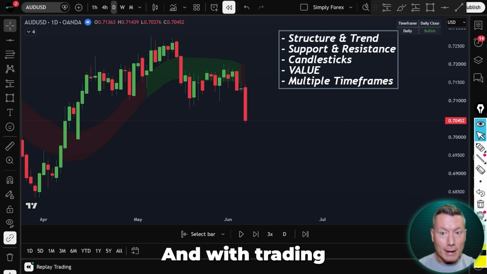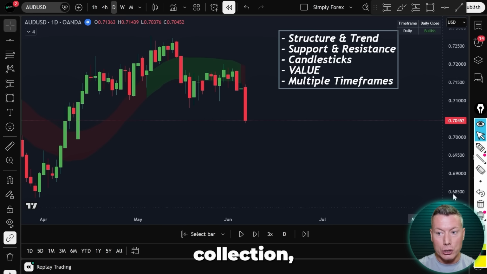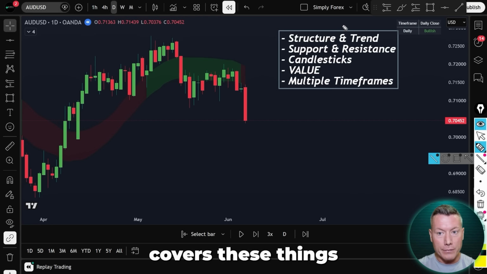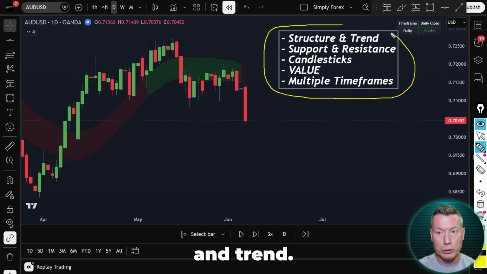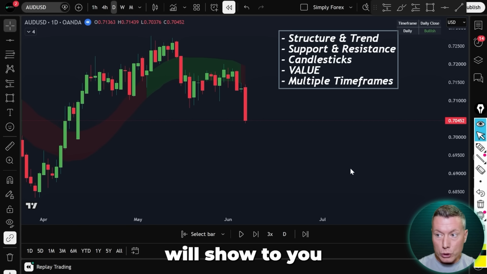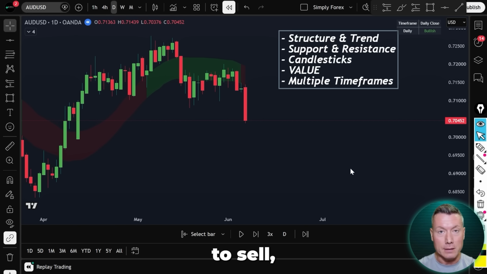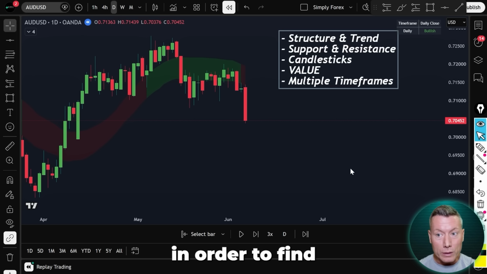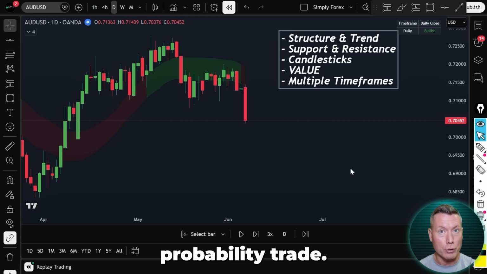And with trading, that data collection covers these things. We're going to look at structure and trend, support and resistance, candlesticks, value, and we're going to do this across multiple time frames. What this will do is show you if you have enough reasons to sell or enough reasons to buy. It will give you all the data, all the reasons you need, which is basically confluence, in order to find and take a high probability trade.